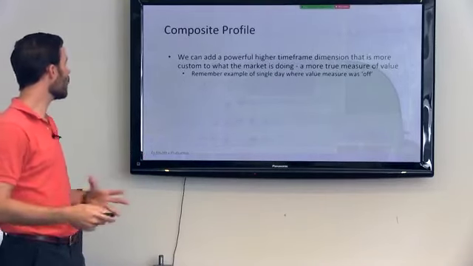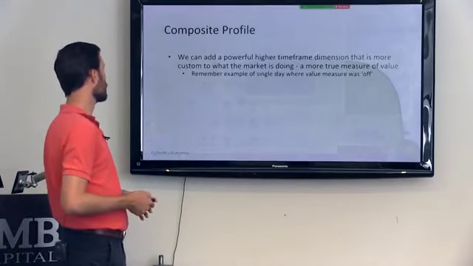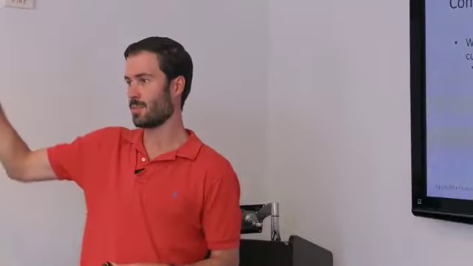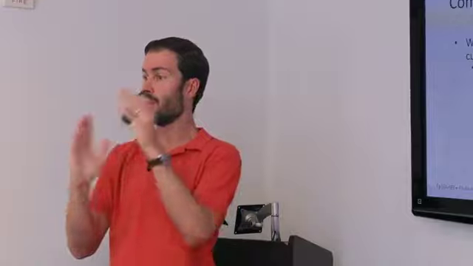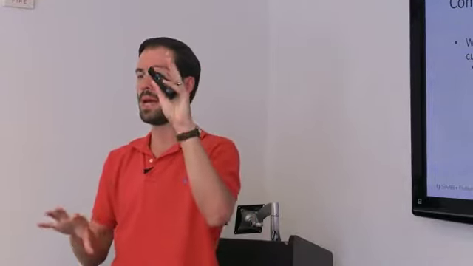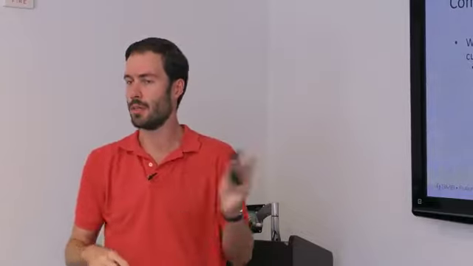So we're adding this powerful higher time frame dimension. It's more custom to what the market is doing, a more true measure of value. And you remember that example the other day where we had balance, head fake higher, trended lower, balance, and then spike higher yesterday. And the value area was just out of whack with those two distributions. We split those distributions apart into two separate days, so to speak, and we had a better true measure of value. Same kind of concept here.